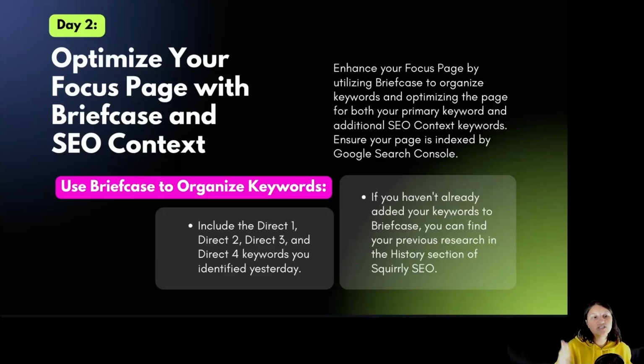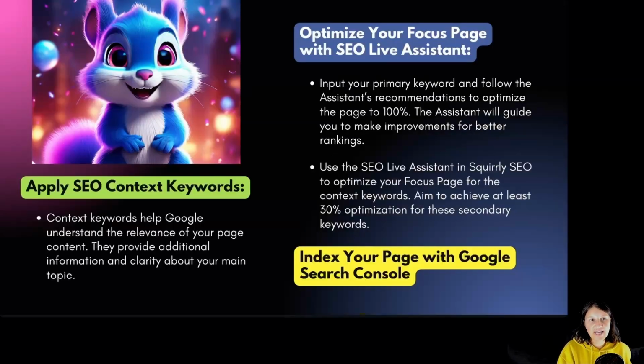Use Briefcase to organize keywords. Include the Direct 1, Direct 2, Direct 3, and Direct 4 keywords you identified yesterday. If you haven't already added your keywords to Briefcase, you can find your previous research in the History section of Squirrly SEO. Then you have to apply the SEO context keywords. Context keywords help Google understand the relevance of your page content. They provide additional information and clarity about your main topic.